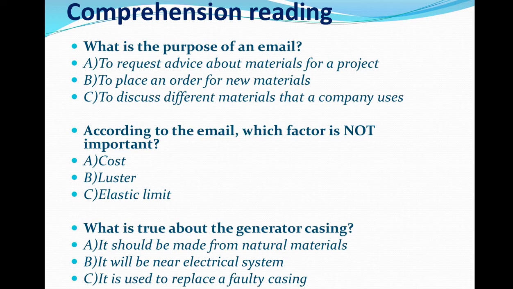Well, next stage, comprehension reading again. You are given 3 questions and 3 options per each question. You have to read these questions and find the correct answer according to the email, according to the text which you read. What is the purpose of the email? According to the email, which factor is not important? What is true about the generator casing? For this work, you are given 5 minutes.